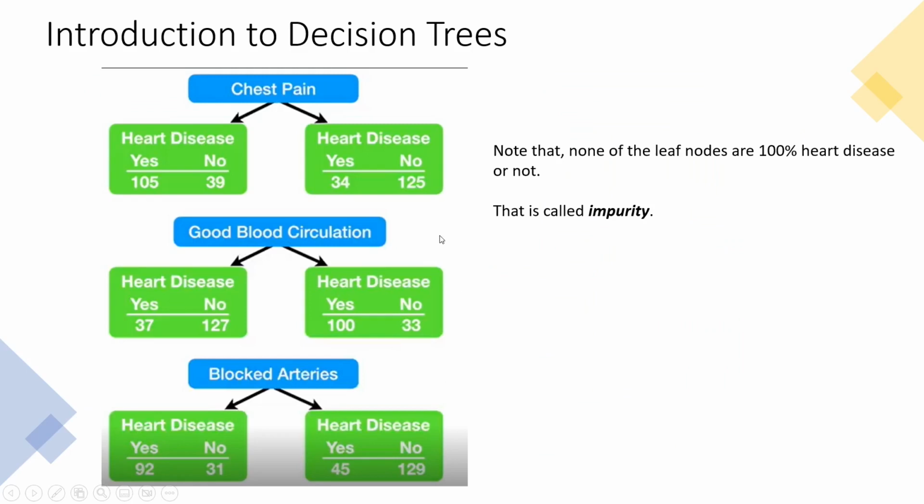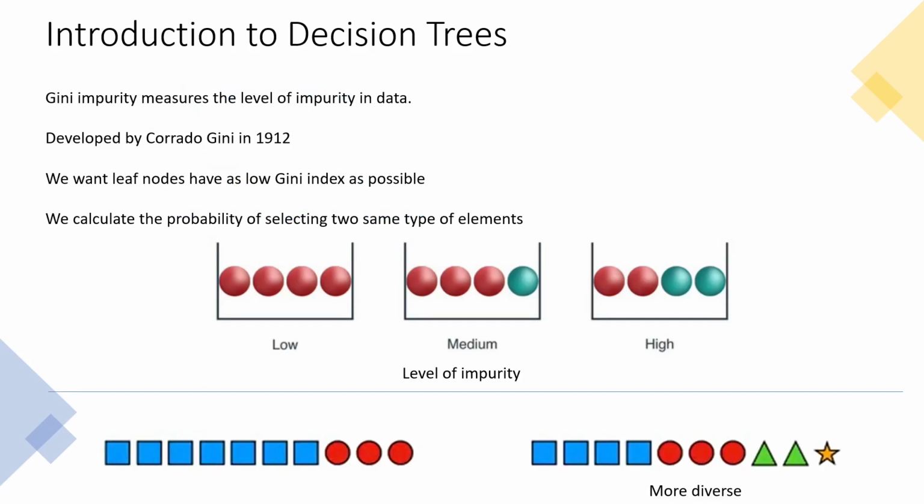And once we check the subtrees, what we see is none of the leaf nodes are 100% heart disease or not, right? Just look at this. We don't have any leaf node, decision node that says 100% heart disease or not. And this concept is called impurity. The data is impure. And we will be using this impurity concept in order to construct our decision tree.